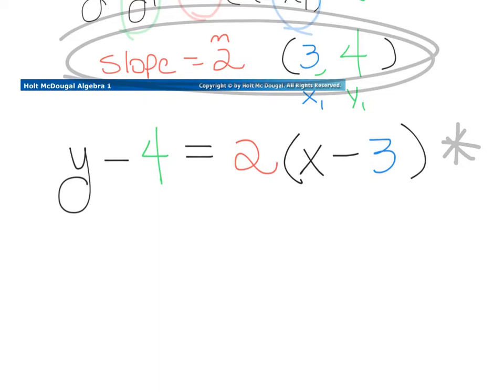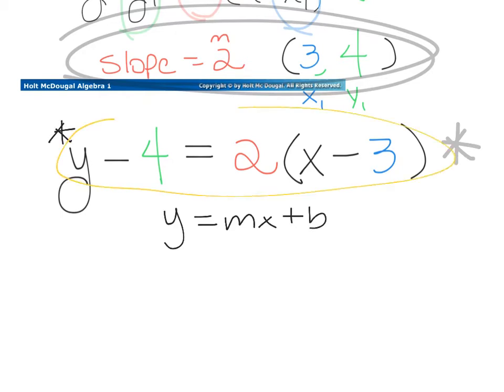But if they said put it in slope-intercept, what do you think I have to do? Slope-intercept is y equals mx plus b. How can I change this equation that I just got into this? What do I have to do? I just did it in the warm-up. I distribute. Good. Okay, so I am going to distribute the 2 to the x and to the 3. Let me just get rid of this. So I'm going to distribute first.